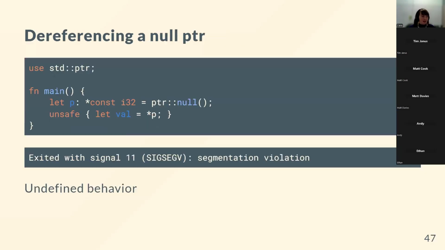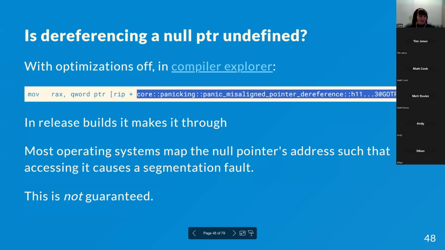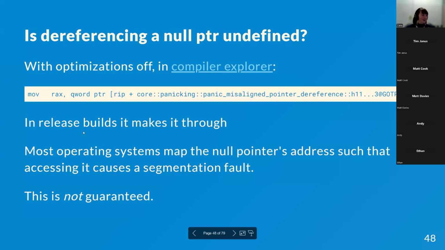And similarly, dereferencing a null pointer is undefined behavior. I did want to go on a brief segue talking about dereferencing null pointers, because I happened to notice that in Compiler Explorer with optimizations off, in the assembly, you can see that it's going to panic even before you run it. But in release builds, it makes it through.